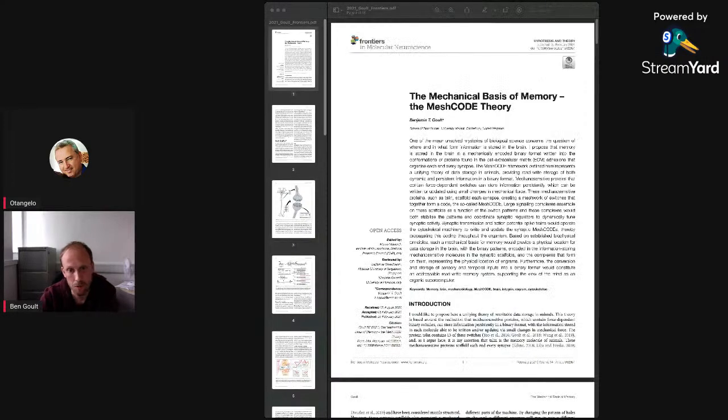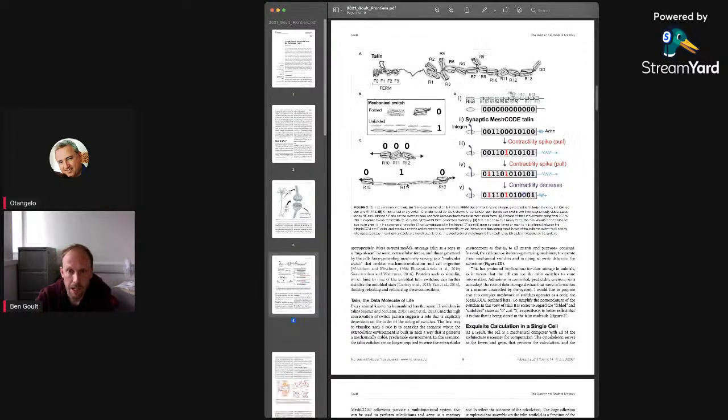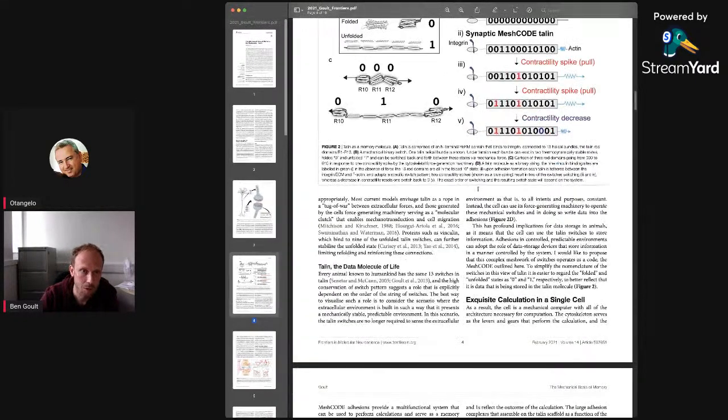So this is the MeshCODE paper which I published earlier. This is a culmination of all of our research into an idea for how all of this might work. We've been working on this mechanical coding for 15 years, but it all came together into this theory of a new way of visualizing how information storage might occur in living organisms. But the figure I was hoping to show is this one here, to show how this is all working.